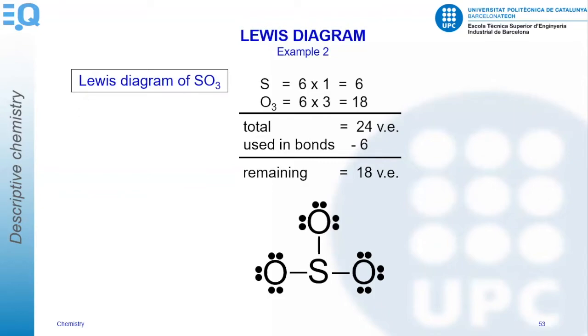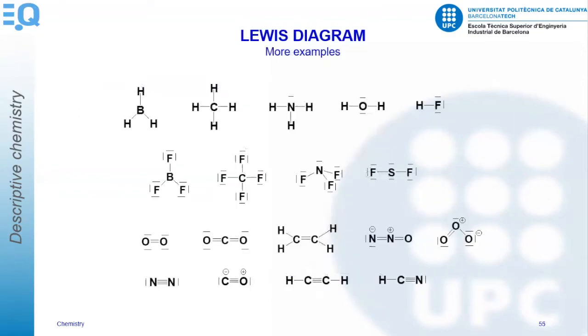If you do it by yourselves and calculate the formal charge, you will see that it does not equal 0. But for it to equal 0, we need to create double bonds between the oxygen and sulfur. In this slide, you can see a lot of different examples. Just have a look at them and try to understand them.